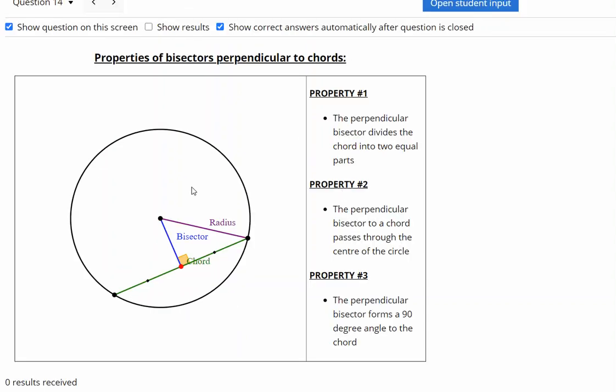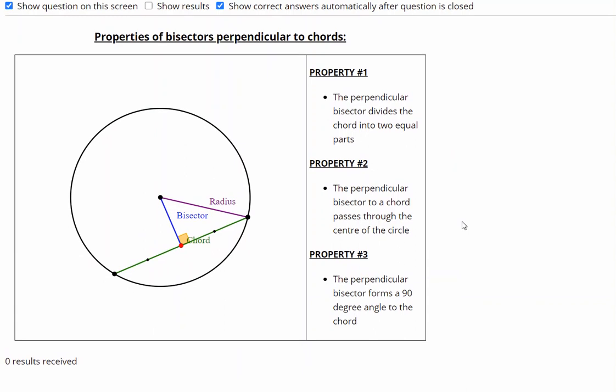Now, properties of bisectors perpendicular to chords. So, a little bit of theory here. You guys need to know these three properties. We're going to do three properties for this lesson, and then there's going to be three properties in the next one. So part of it is just memorizing these different mathematical properties. The first one is the perpendicular bisector divides the chord into two equal parts. That's really just saying that if we have this chord, it's going to split right in half. So the length of this side would be the same as the length of that side. Okay, so that's property one.